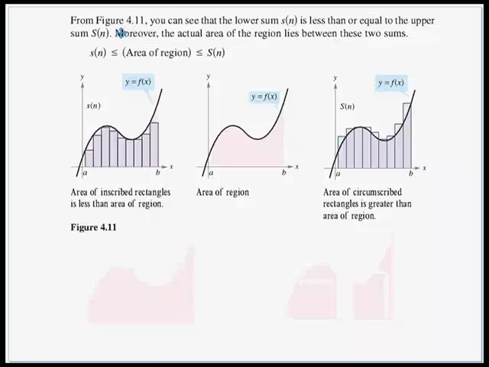So from figure 4.11 down here, you can see that the lower sum, lowercase s sub n, is less than or equal to the upper sum, capital S sub n. Moreover, the actual area of the region lies between the sums. Lower sum, upper sum, the actual value is somewhere in the middle. Again, here's our lower sum. We see there are areas that we're not counting. That's an underestimate. Here is the upper sum. We have some areas that extend outside the curve, so this is an overestimate. The true value of the area of the region lies somewhere in between.